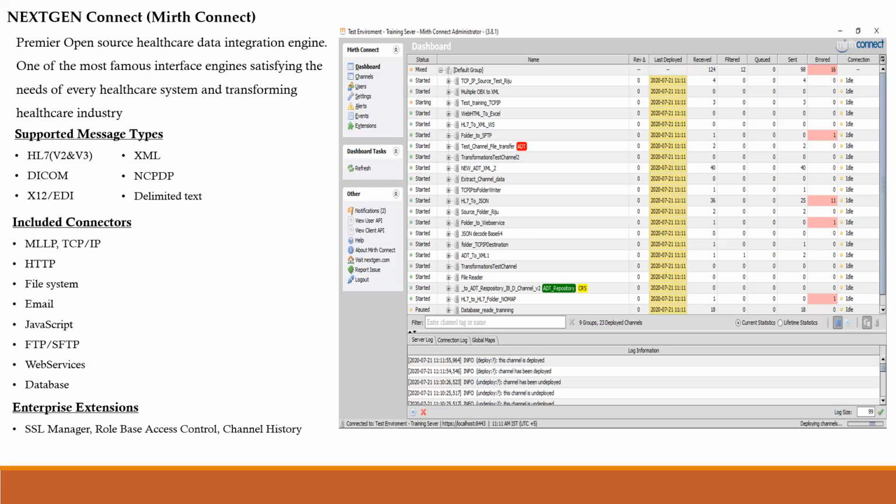Another one is channel history. This is another plugin. There are many other plugins, like cluster administrator, and there is another plugin called message creator. There are many different plugins available with Mirth Connect, which are given to clients who pay for their enterprise or support license. Okay, how much does it cost?